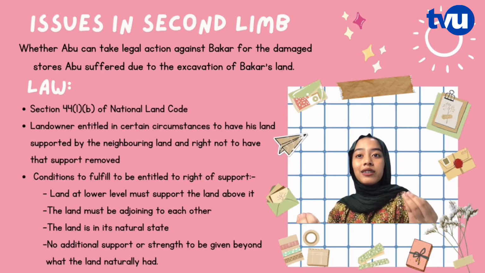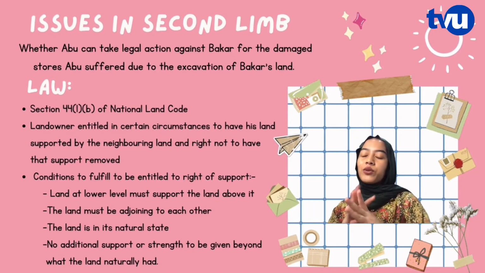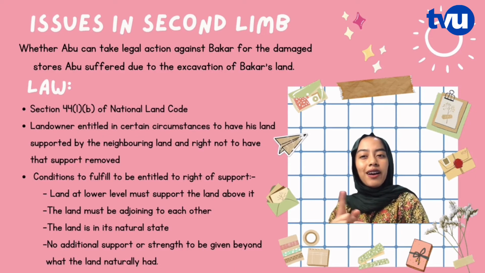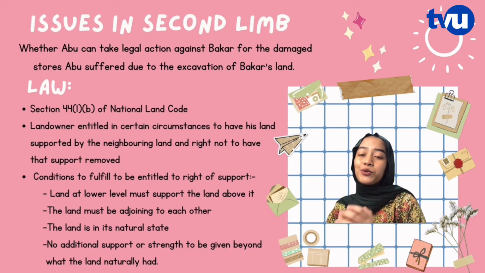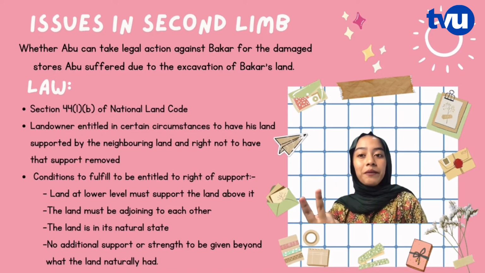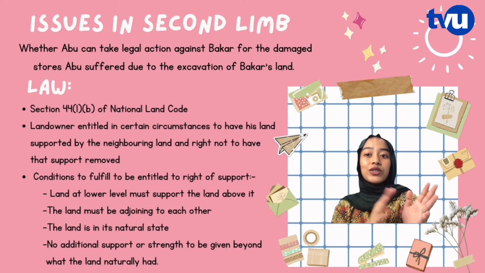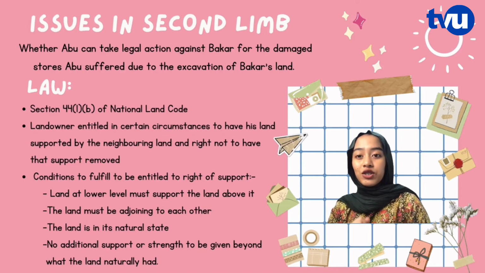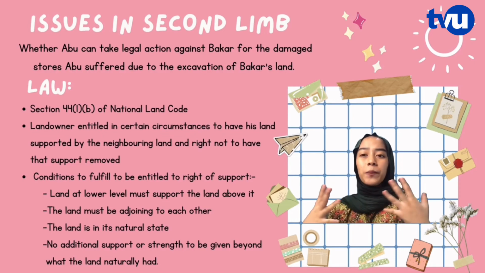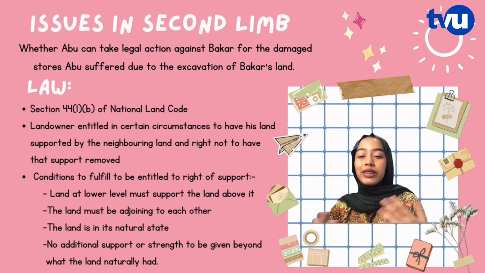A landowner is entitled in certain circumstances to have his land supported by the neighboring land and the right not to have the support removed. Also remember, there are a few conditions that a landowner needs to fulfill in order to be entitled to the right of support. The first one is the land at the lower level must support the land above it. The second one is the land must be adjoining to each other, which is next to each other. The third one, the land is in a natural state where the land is free from any excavations. And the last one is there is no additional support or strength to be given beyond what it naturally had.